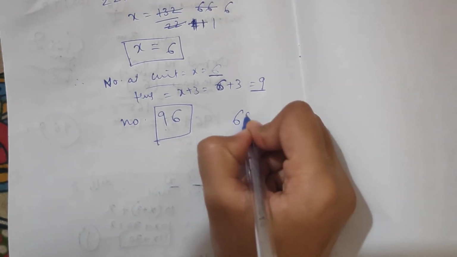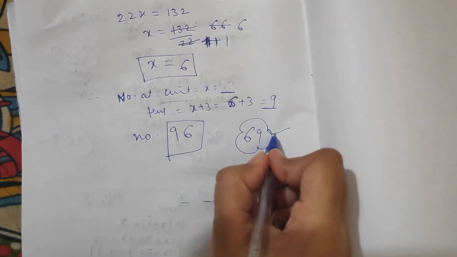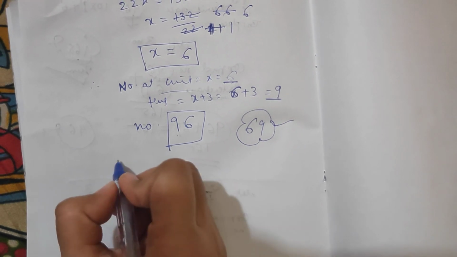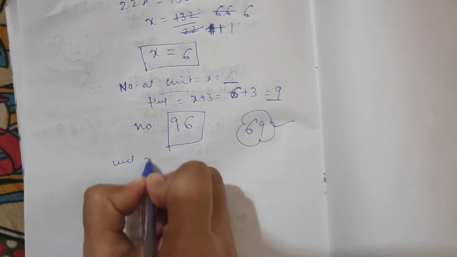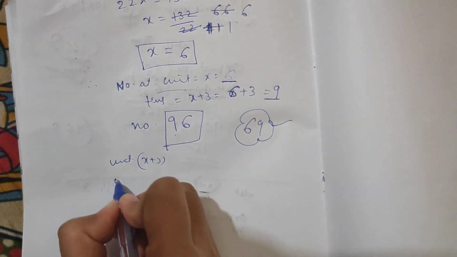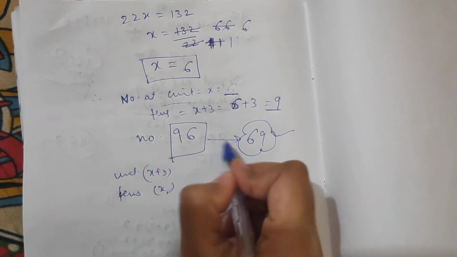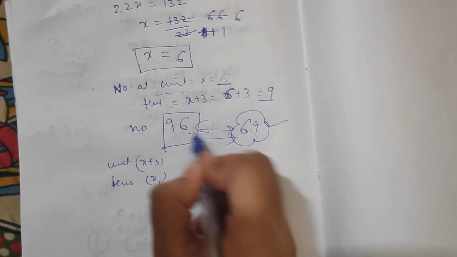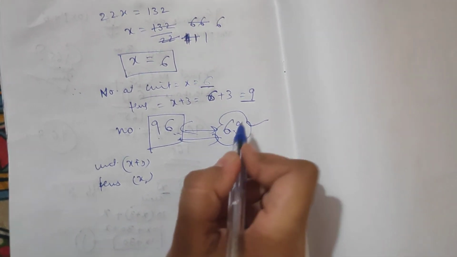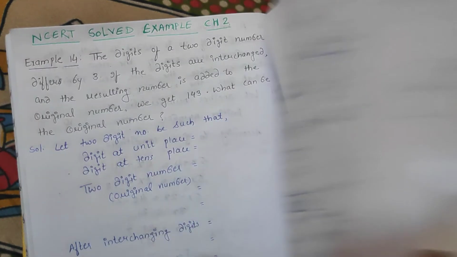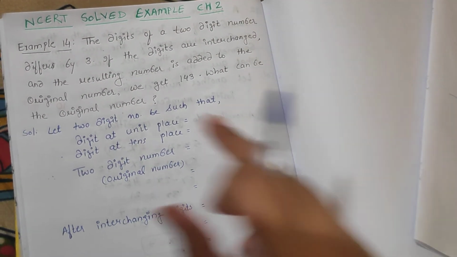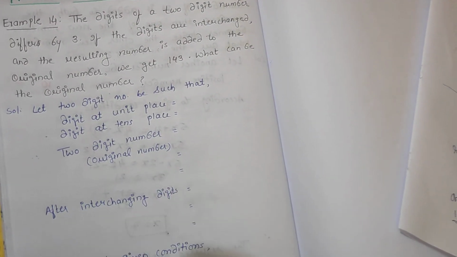If you are getting 69, that is also correct, because in that case you may have taken the digit at unit place as x plus 3 and at tens place x. Both are correct because the digits are interchangeable. Okay, so this was the introduction part about this question. We have to solve this question the same way. We'll solve this question in the next video.